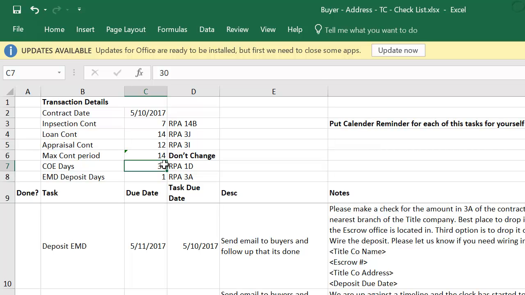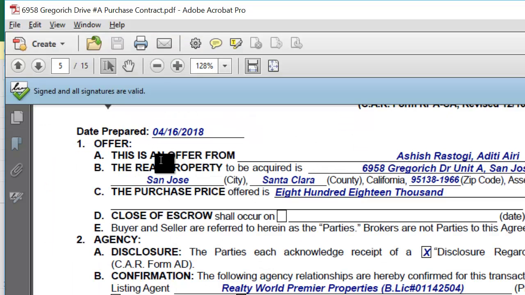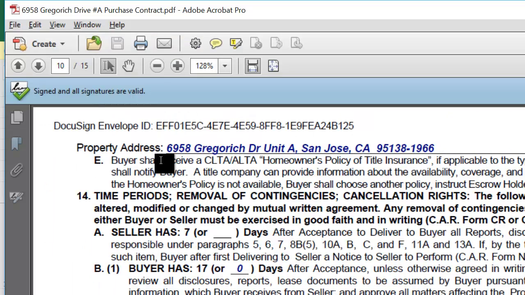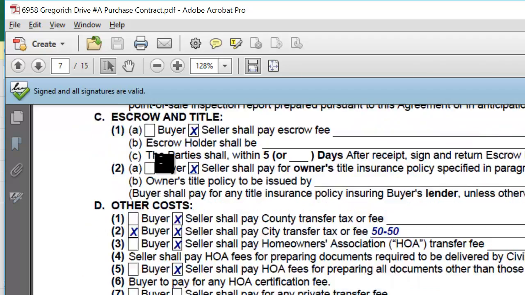So anyway, another thing to look at is how many days to deposit the EMD, or earnest money deposit, and that's in RPA 3A, which is right here.